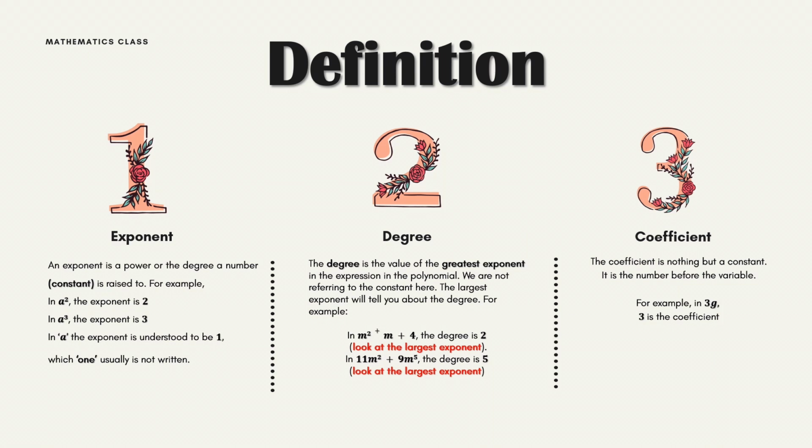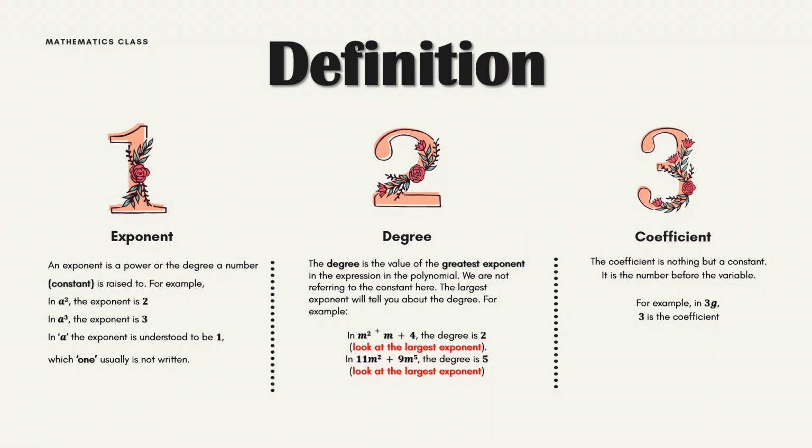An exponent is a power or the degree a number constant is raised to. For example, in a to the power of 2, the exponent is 2. In a to the power of 3, the exponent is 3. In a, the exponent is understood to be 1, which usually is not written.